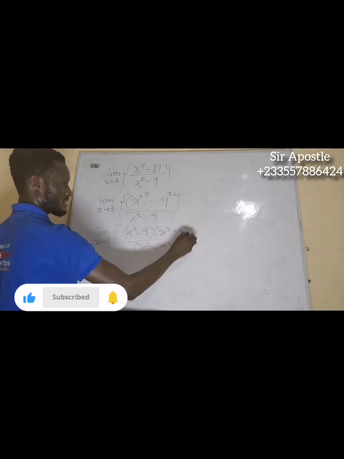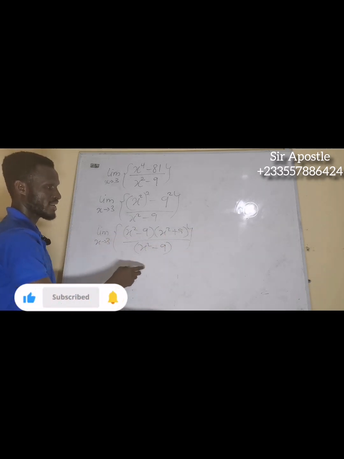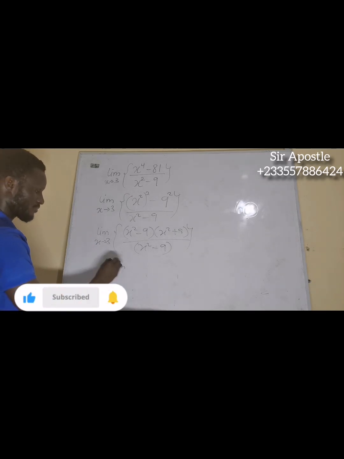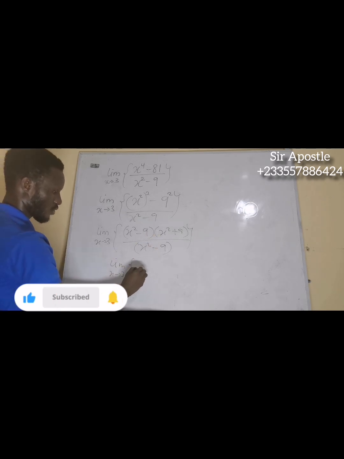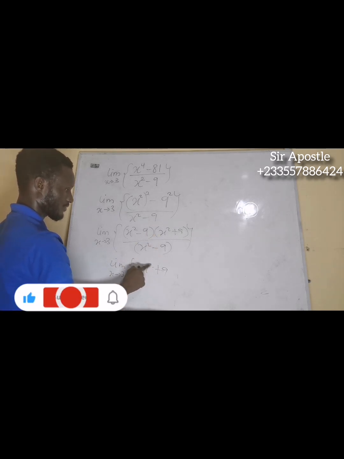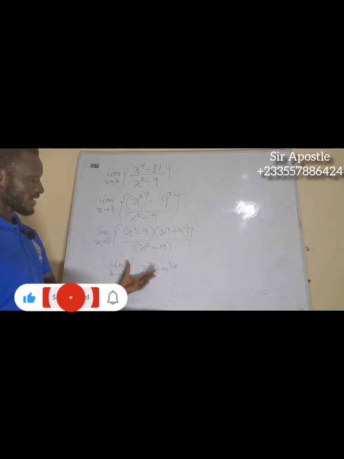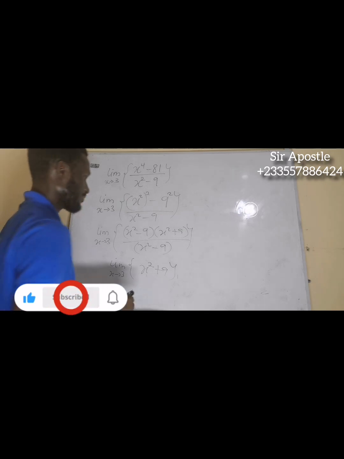With this one, we can see clearly that we have x squared minus 9 on top and x squared minus 9 at the bottom, so they can cancel. Which means the whole thing will be the limit as x approaches 3 of x squared plus 9. Now, at this point, we can just do a direct substitution. Where we see x, we put 3 there.